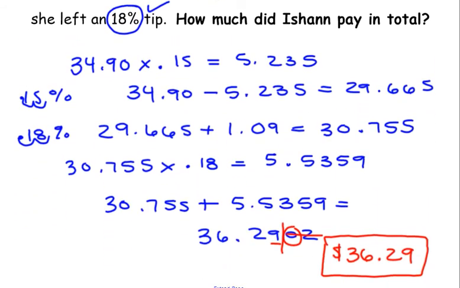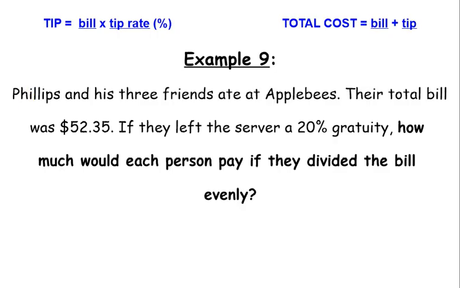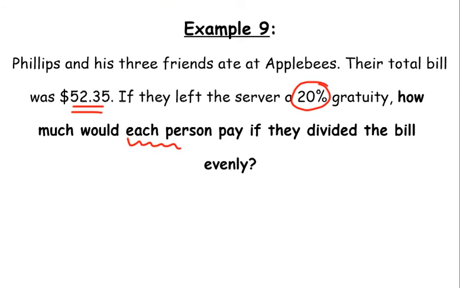Okay, let's move on to example number 9. Phillips and his 3 friends ate at Applebee's. Their total bill was $52.35. If they left the server a 20% gratuity, how much would each person pay if they divided the bill evenly? Okay, so first we need to divide that bill up before we add the gratuity.